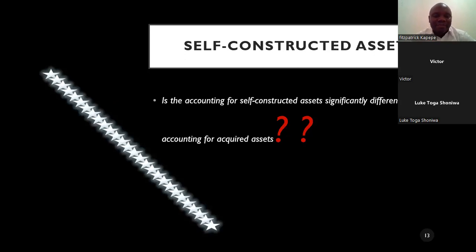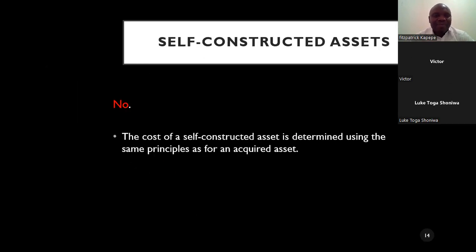Self-constructed assets. You can buy a one-off asset, or you can construct an asset. So is the accounting for self-constructed assets significantly different from the accounting for acquired assets? No, it is the same. The cost of a self-constructed asset is determined using the same principles as for an acquired asset.